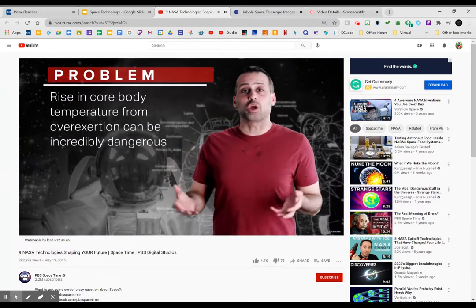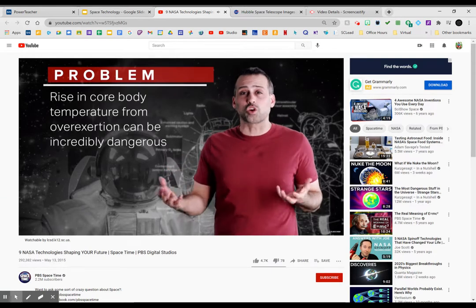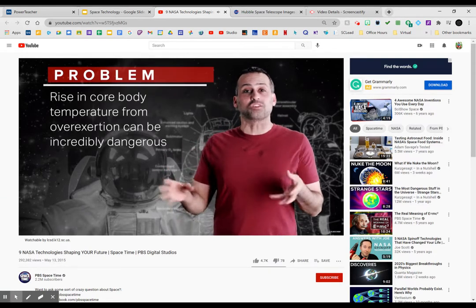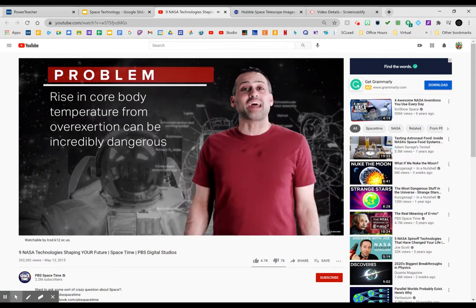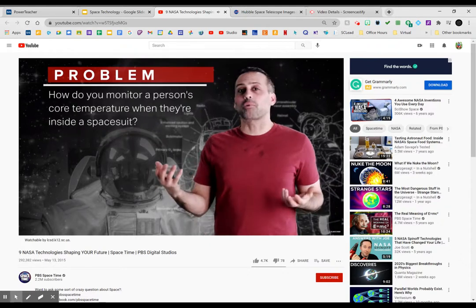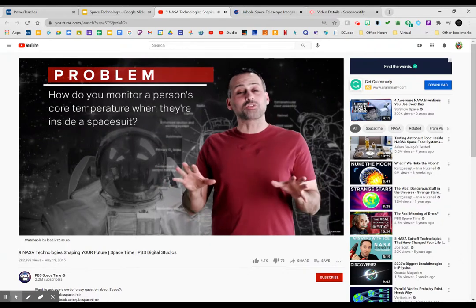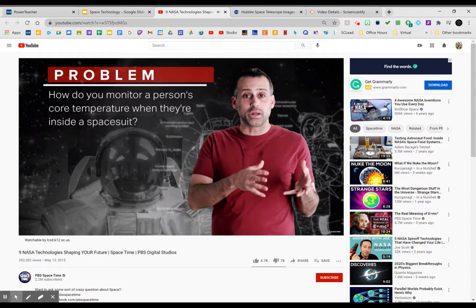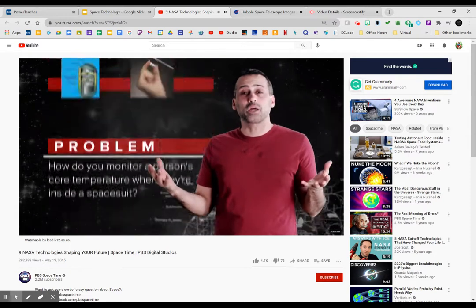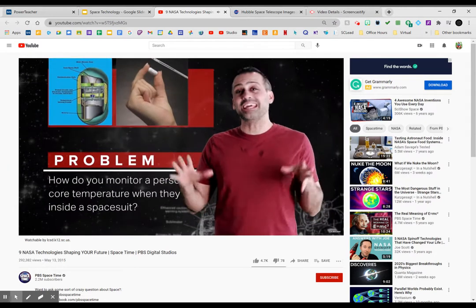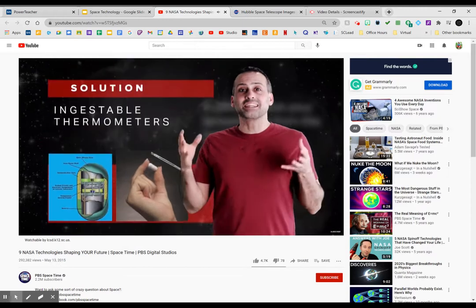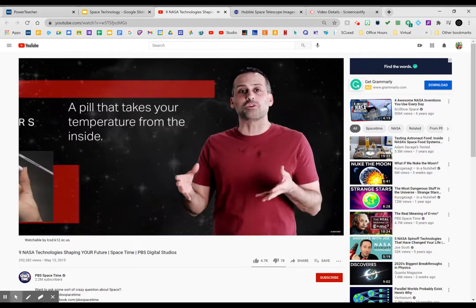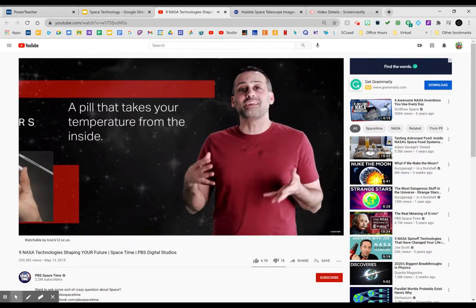Here's a serious problem. Inside a spacesuit, a rise in core body temperature from overexertion could be incredibly dangerous since there's no easy way to get that heat out. So how do you monitor a person's core temperature when that person is inside a spacesuit floating in space? How about a pill that takes your temperature? That's right, ingestible thermometers. Literally a pill with sensors and transmitters that takes your temperature from the inside.